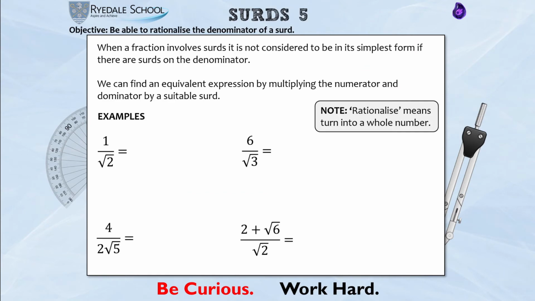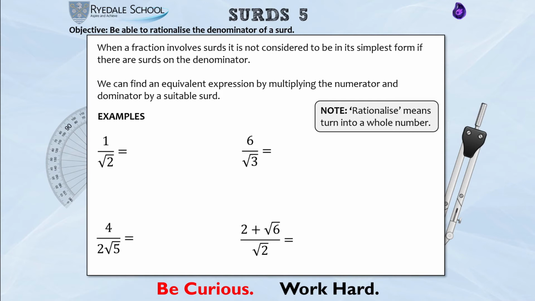So I hope you've been able to print out a sheet for today, but if that's not been possible, please just put the title Surds 5 in your book. Remember to put the date down for today and the objective, be able to rationalise the denominator of a surd.